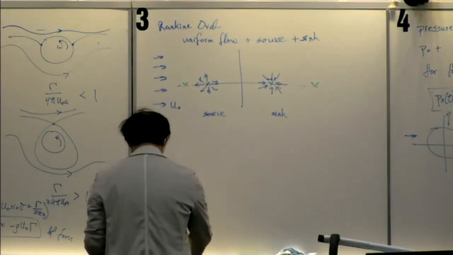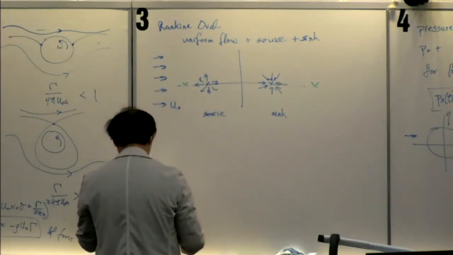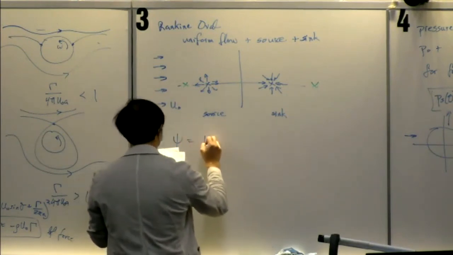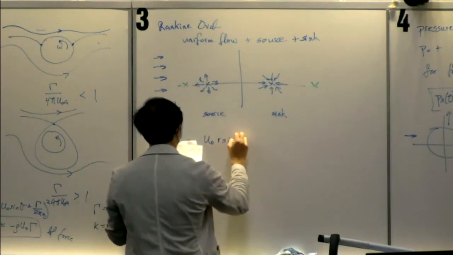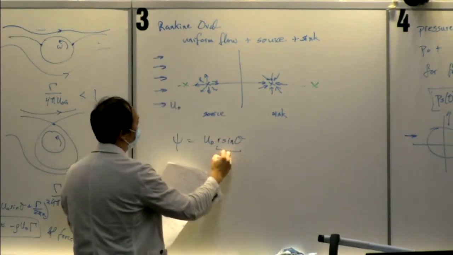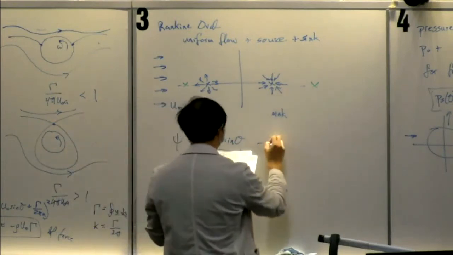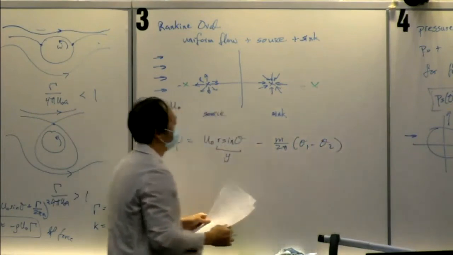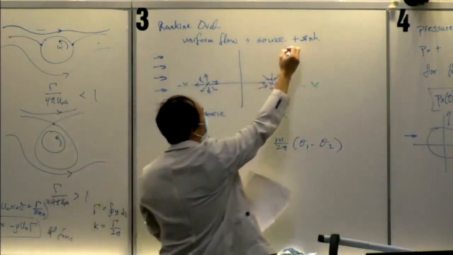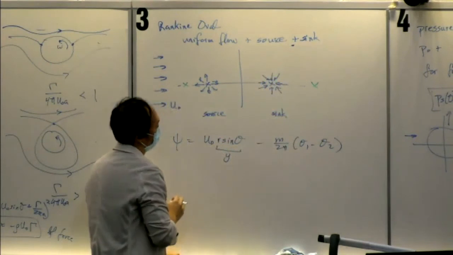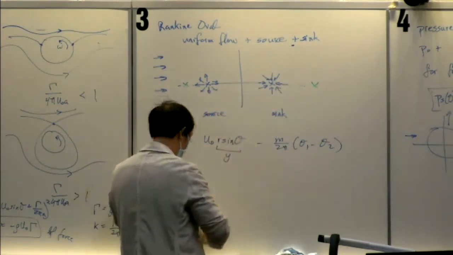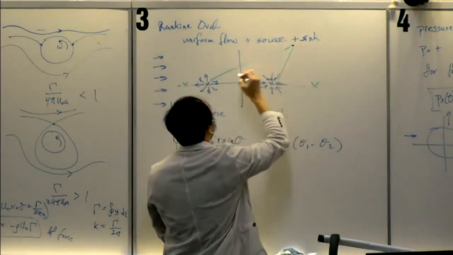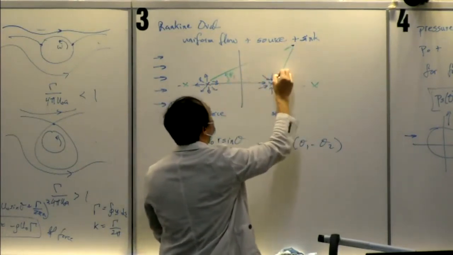All right, so the stream functions look like this. U naught r sine theta, this being y, associated with points y. And basically you're going to have two separate terms associated with these two, theta 1 and theta 2. So this will be theta 1, and this will be theta 2.